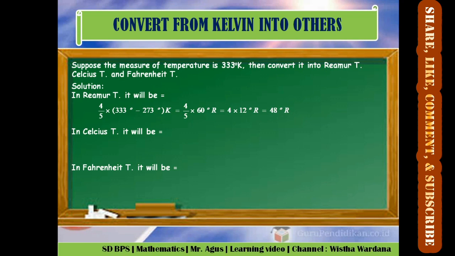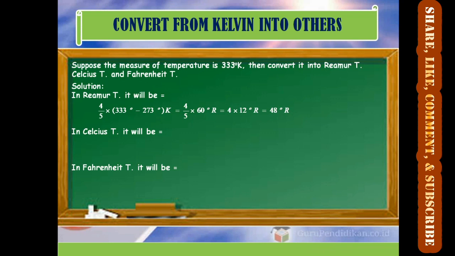Why? Same as before, I already told you, we have different lowest values between the Reaumur thermometer and the Kelvin thermometer. We know the Reaumur thermometer has 0 as the lowest value, and the Kelvin thermometer has 273 degrees as the lowest value. So you have to subtract. You want to change from the Kelvin thermometer into the Reaumur thermometer, from 273 as the lowest value into 0 as the lowest value. So from 273 to become 0, you have to subtract 273. That's why you have to subtract 273 first. So 333 minus 273 equals 60.